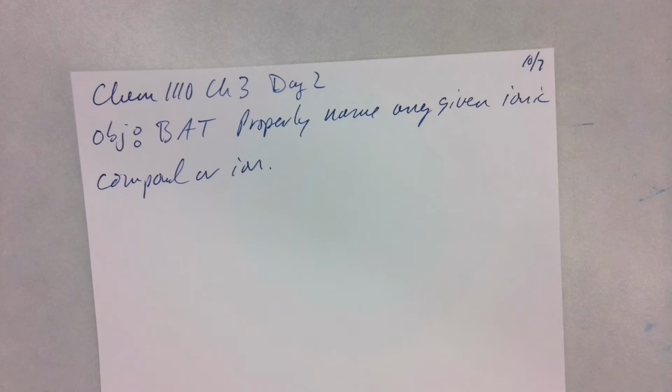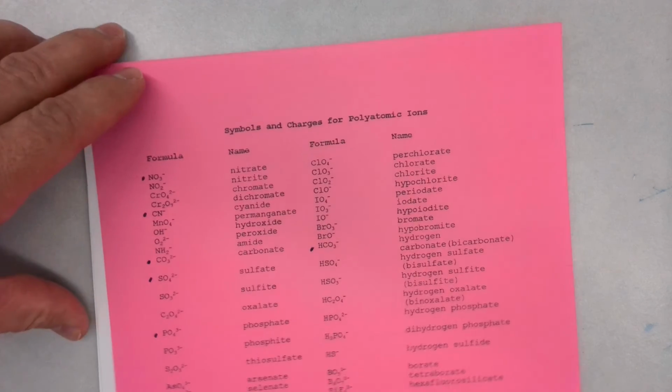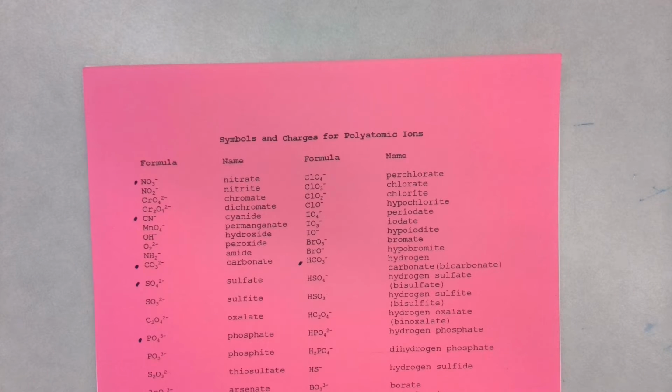All right. So first thing you got to do is you got to get this sheet out. This is the polyatomic ion sheet. Okay? If you did not get one, you need to come and get one. Is there anybody not here the other day when I handed these out? Just yet? Everybody else has one? Okay.